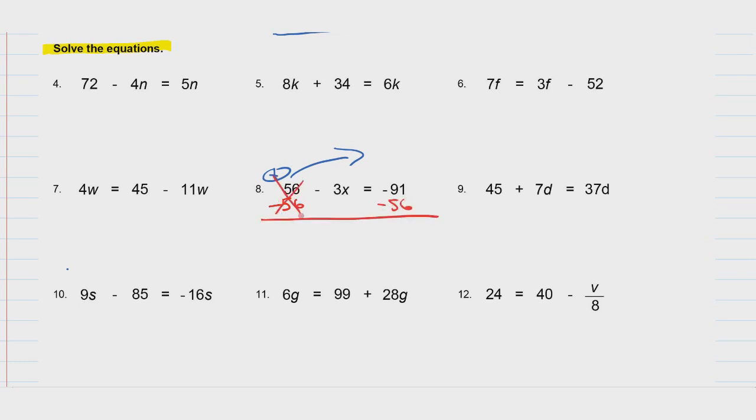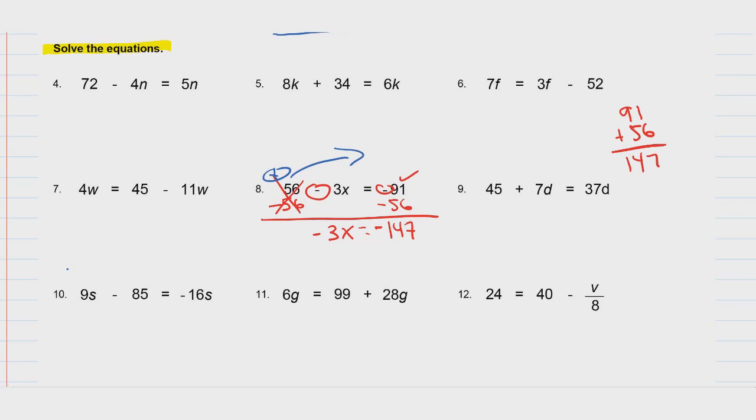56 minus 56 is 0, so you're left with 3x. But wait a second, there was a minus sign or a negative right there, so this is negative 3x equals negative 91 minus 56. Since the signs are the same, you're going to have to add them. 91 plus 56. 1 plus 6 is 7. 9 plus 5 is 14. You end up with 147, and since they're both negative, this answer will be negative. You take the sign of the bigger number, which is 91. It's negative, so it's negative.